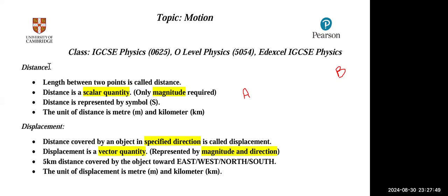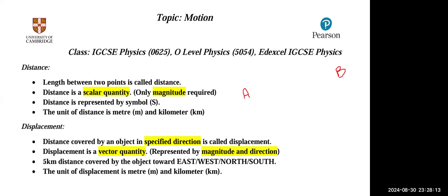Okay, let's start with distance. Distance is defined as the length between two points. Length means, for example, we have point A and point B. The length from point A to B will be the distance.